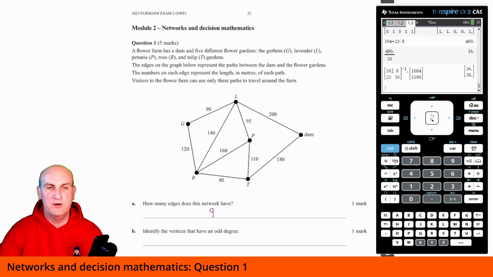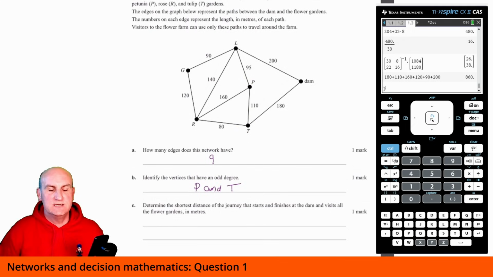Identify the vertices that have an odd degree. Right, again, I'm going to color in those that have an odd degree. So those that have an odd number of edges coming off. So, nope. 1, 2, 3, 4. No, that one's got 3. That one's got 3. 1, 2, 3, 4. And not that one. So there we go. And it says identify them, not how many are there. Just identify it. So you want to write P and T. All right, let's keep going.